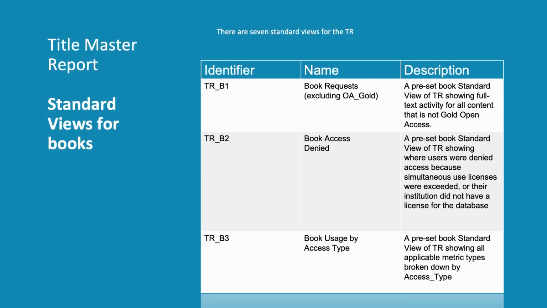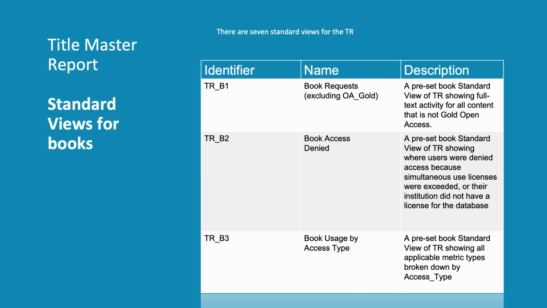There are 3 standard views of TR for books. They are TR-B1, Book Requests excluding OA Gold. This is a standard view that shows full text activity for all content which is not Gold Open Access. Note that numbers between sites may vary depending on whether the content is delivered as a complete book or by chapter.